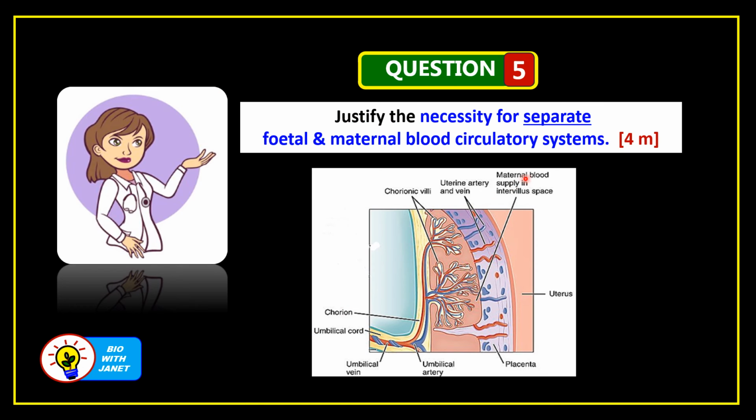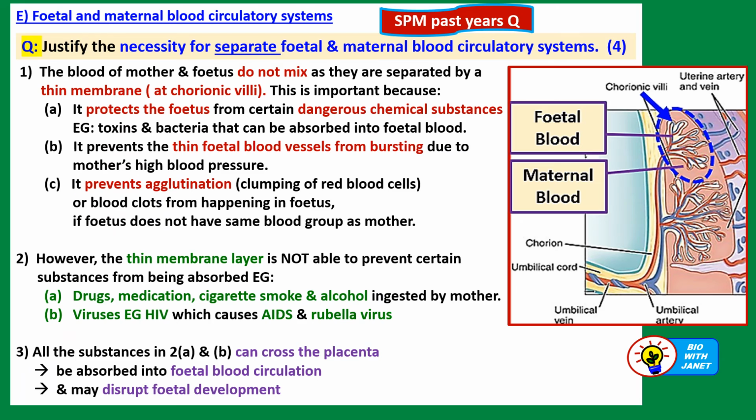The next question, question 5. Justify the necessity for separate fetal and maternal blood circulatory systems. 4 or 5 marks, right? So here we can see there is a membrane that separates the blood capillaries of the fetus from the blood of the mother. Okay, this membrane in red. So why is it that the fetus and the mother have separate blood circulatory systems that do not connect to each other? And the blood of the two individuals does not mix.